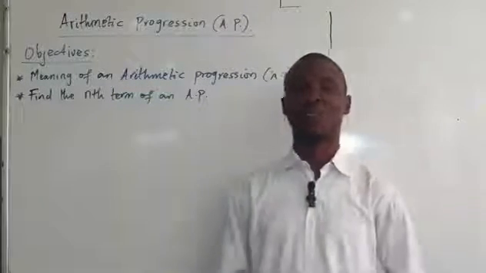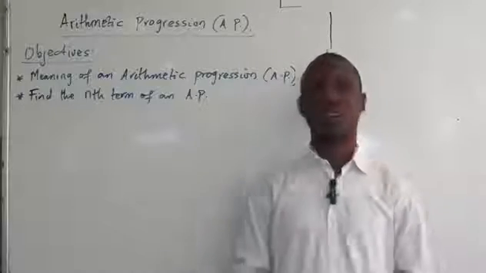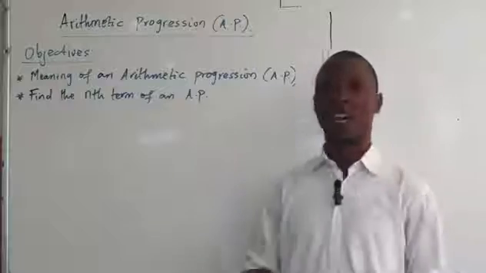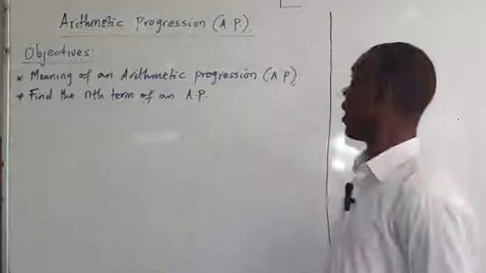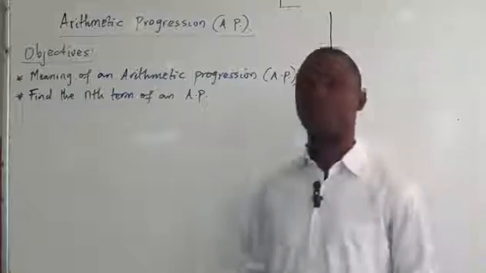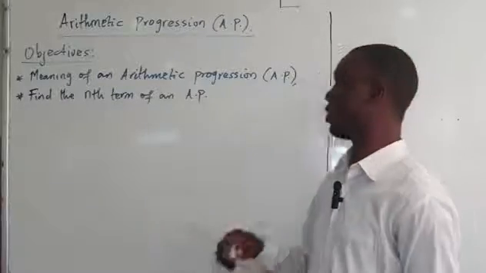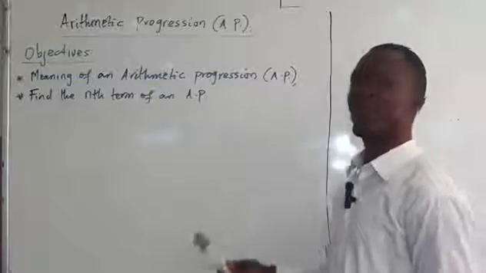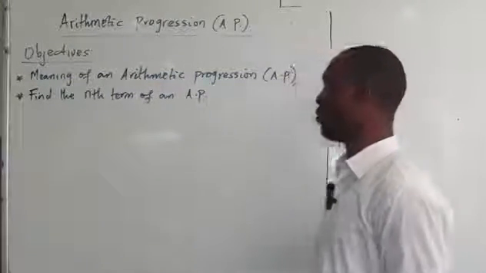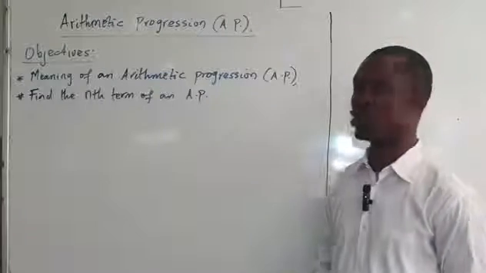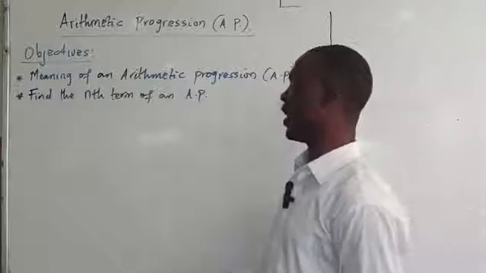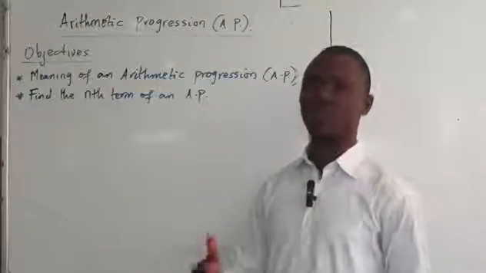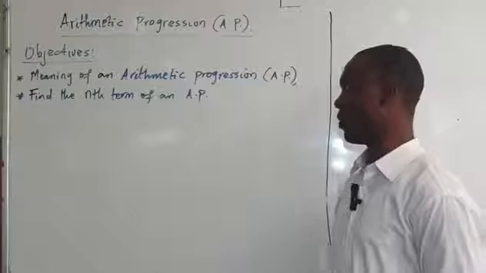So in today's class we are going to be looking at the continuation of sequence and series, and under this topic we are going to be looking at arithmetic progression. Arithmetic progression is simply AP, so instead of arithmetic progression, at times I'll be using AP. Under this topic we are going to be looking at the meaning of an arithmetic progression. Then after that, we'll be looking at the nth term of an AP, how to generate the formula, then to use the formula to solve the given question.